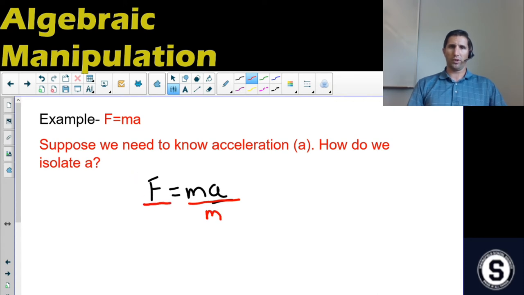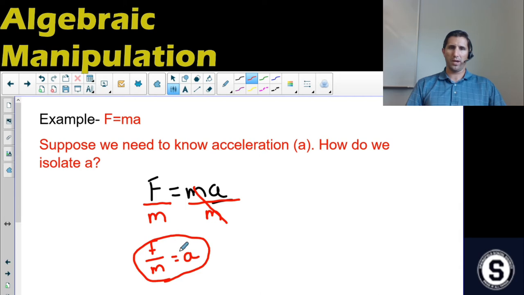Remember, whatever you do to one side of an equation, you must do to the other. And then our m's cancel, and we end up with f divided by m equals a. And that's what we need. We wanted a by itself, and we got it, a by itself on this side of the equation. So a equals force divided by mass. So that's our first example.